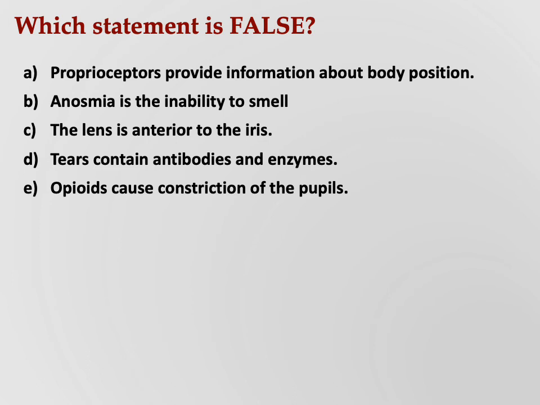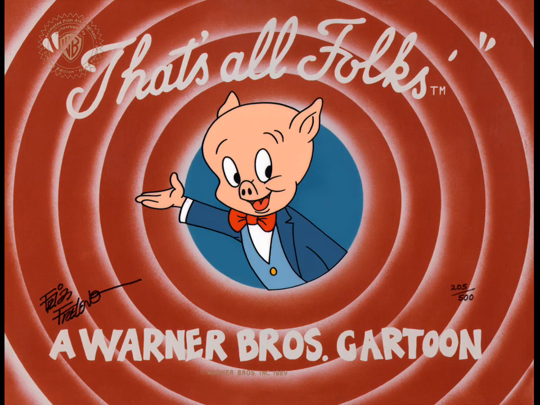Okay, which statement is false? Proprioceptors provide information about body position. Anosmia is the inability to smell. The lens is anterior to the iris. Tears contain antibodies and enzymes. Opioids cause constriction of the pupils. Four of those are true. One of them is wrong. Which one is wrong? Yeah, the lens is posterior to the iris. It's behind the iris.